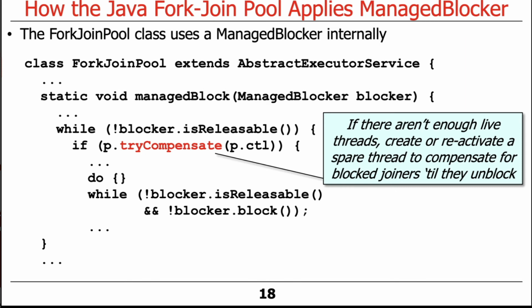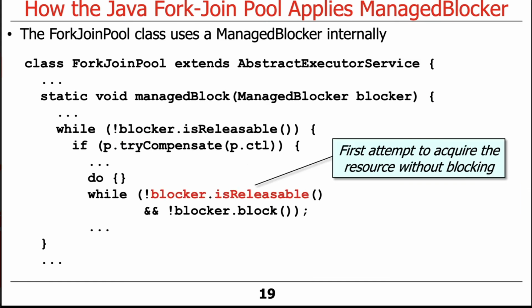I won't bother walking you through the gory details of tryCompensate, but basically if there aren't enough threads that are live, in other words, not blocked on I/O, it will try to create or reactivate a spare thread to compensate for blocked joiners, things trying to join, until they unblock. So basically it's trying to compensate for the fact that something's blocking by spawning another thread so that that thread can make some forward progress.